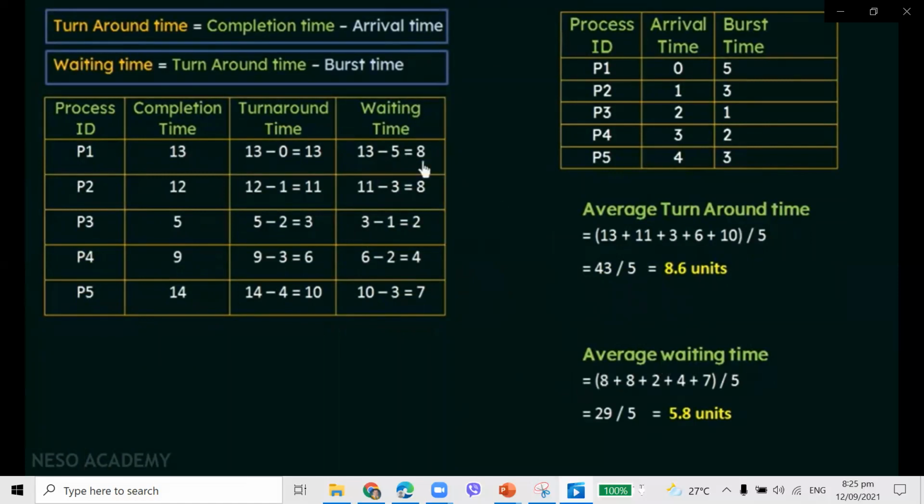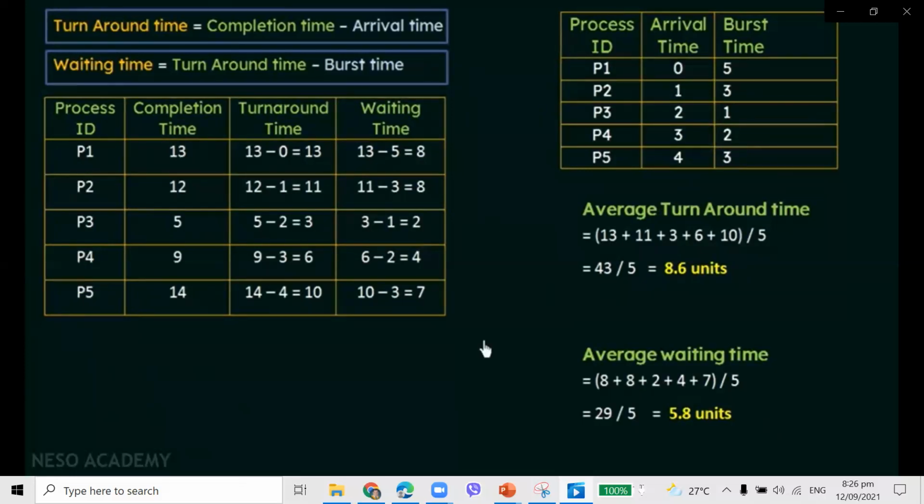And the average waiting time is 8 plus 8 plus 2 plus 4 plus 7 divided by the number of processes, that is 5, and that gives us 29 divided by 5, which is 5.8 units. So hence we have found the average turnaround time and the average waiting time for the set of processes P1 to P5 when they follow a round robin scheduling and when the time quantum is 2 units and when the arrival times are also given for this set of processes.